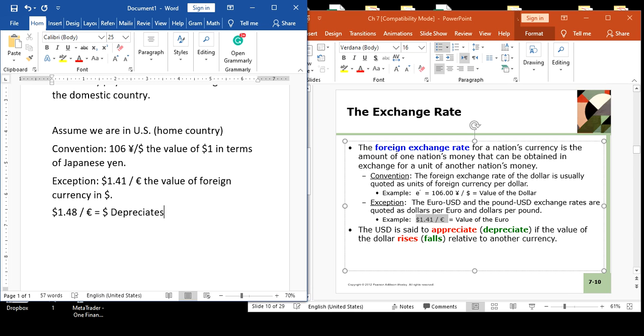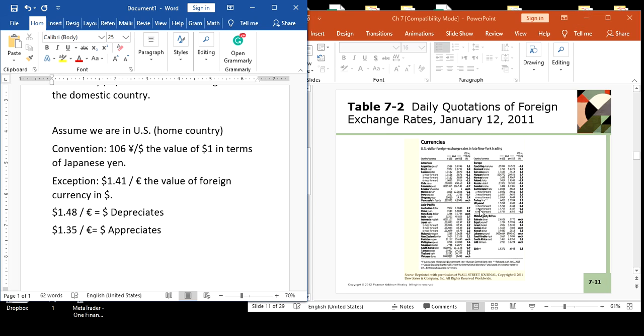Why? Because the value of the dollar decreased and the value of the euro appreciates. And if it becomes, let's say 35, it means the US dollar appreciates. The euro decreased, it means the dollar is getting stronger.